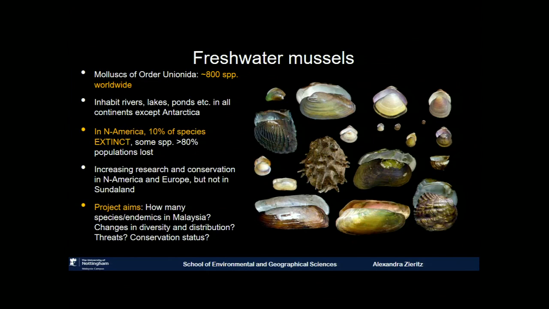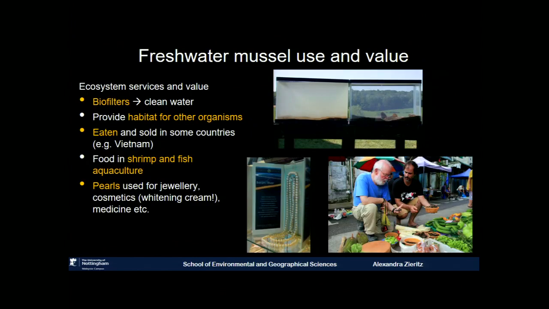So in the past three, four decades in North America and Europe, this has led to a lot of research and conservation. Millions and millions of euros are being spent on the protection of species in Europe. But as you can imagine, in Sundaland, nobody cares about that, as for many other invertebrate groups. So these are my project aims, because we have so little data on them. We don't even know what species there are, how many there are, what the changes are, and what the threats are. So I'm starting from scratch a little bit there for Malaysia for now.